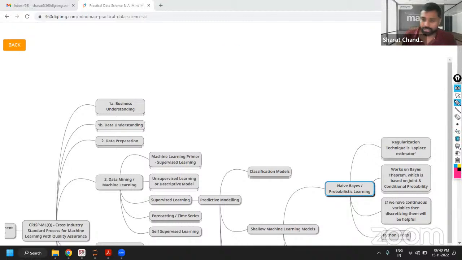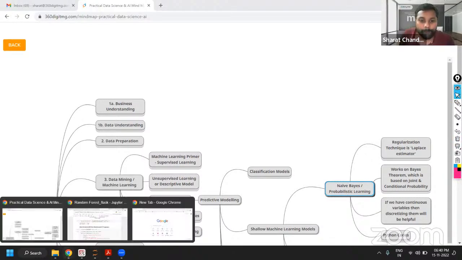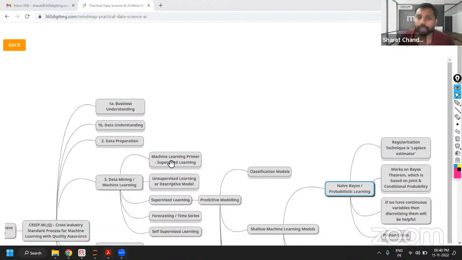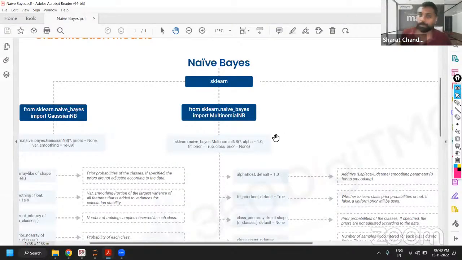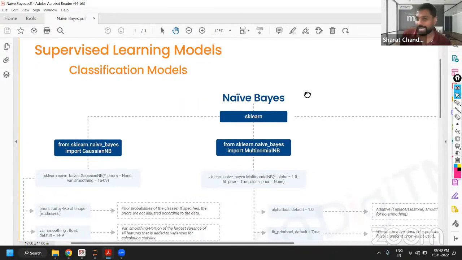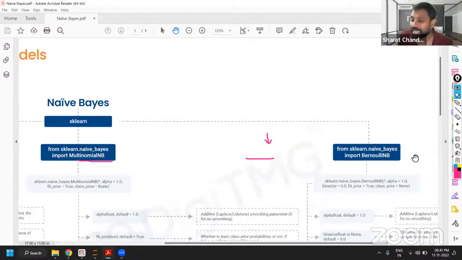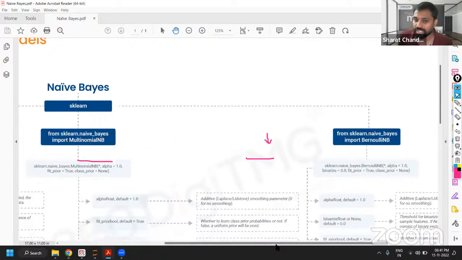And Naive Bayes predominantly comes in three variants. Let me show you that. Yeah, this is the case. This is the mind map, or you can say cheat sheet, which allows us to identify the various functionalities that the Naive Bayes algorithm has in sklearn. The package itself is called sklearn.naive_bayes, and it has variants: Gaussian Naive Bayes, Multinomial Naive Bayes, and we also have Bernoulli Naive Bayes. So these are the three variants.